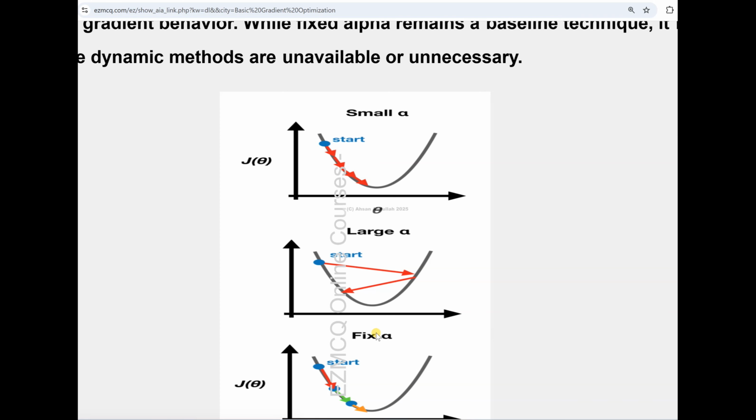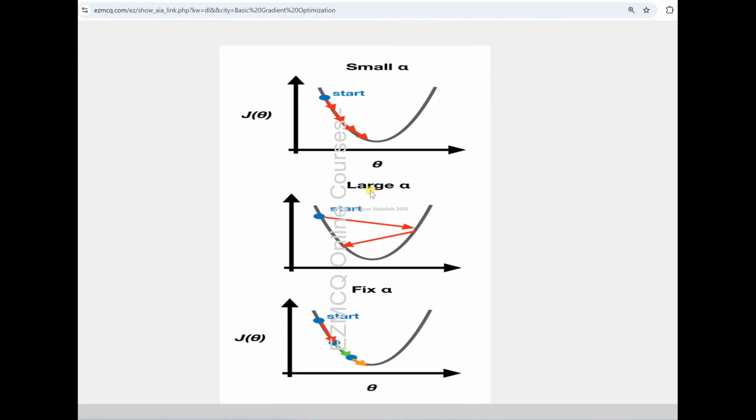So what is fixed alpha? It keeps alpha constant throughout the training. It is simple, right? But it is inflexible. If it's not properly tuned, it may cause slow learning, as in small alpha, or it may cause instability. So what is done is something called decay schedules or adaptive methods, which change themselves for better performance, right? So over here the alpha is small, over here the alpha is fixed, right?